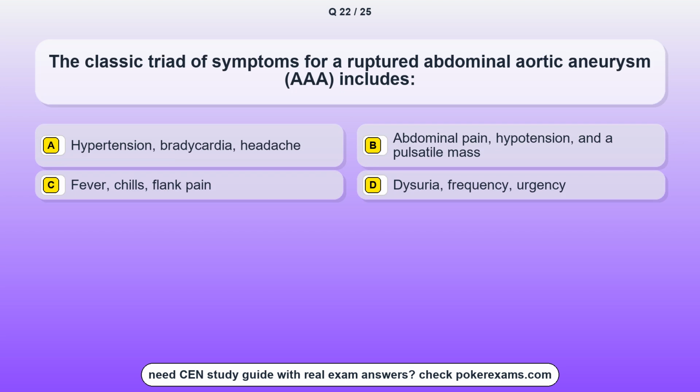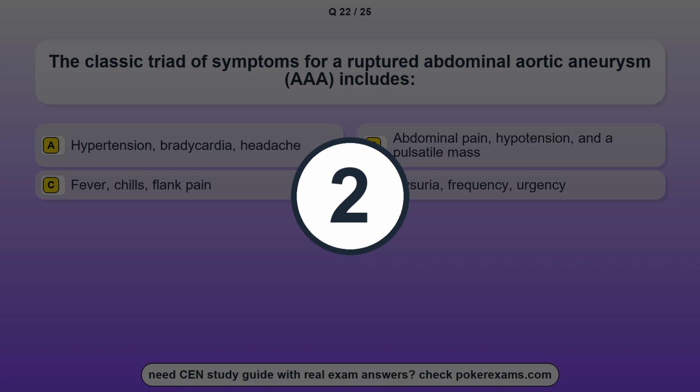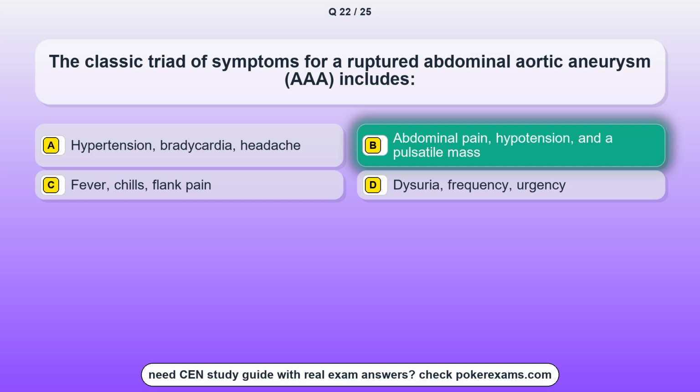Question 22. The classic triad of symptoms for a ruptured abdominal aortic aneurysm, AAA, includes Option A, hypertension, bradycardia, headache. Option B, abdominal pain, hypotension, and a pulsatile mass. Option C, fever, chills, flank pain. Option D, dysuria, frequency, urgency. The correct answer is Option B, abdominal pain, hypotension, and a pulsatile mass.